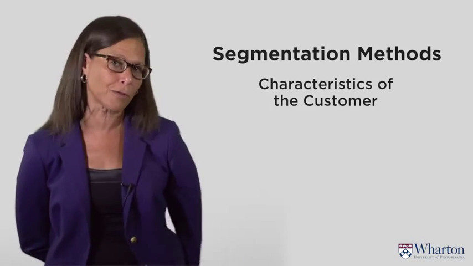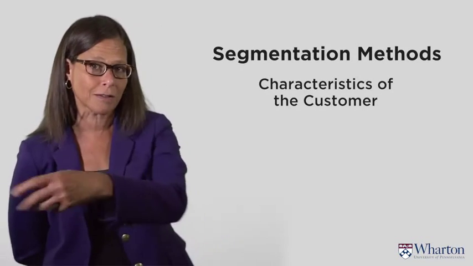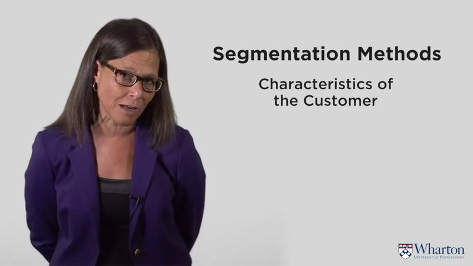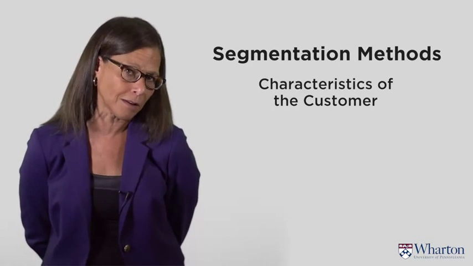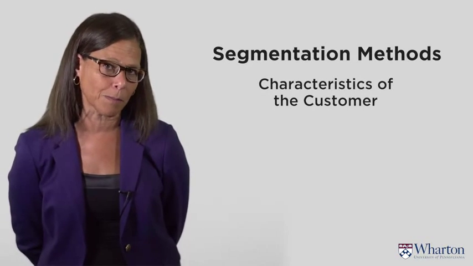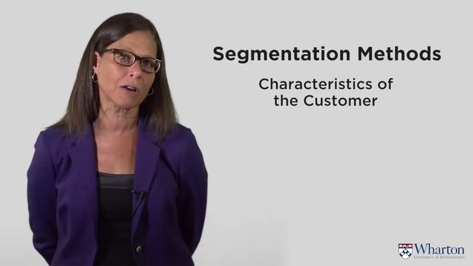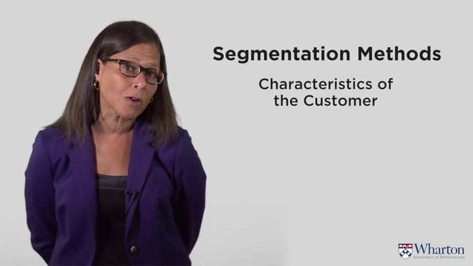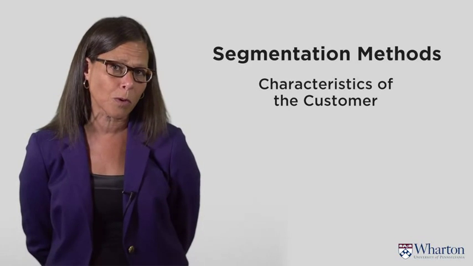Well, men and women like different things, so let's make a female product and a male product. Or old people like things that are different than young people, or rich people have different needs than poor people. So one of the segmentation schemes that people frequently think about are characteristics of the customer.